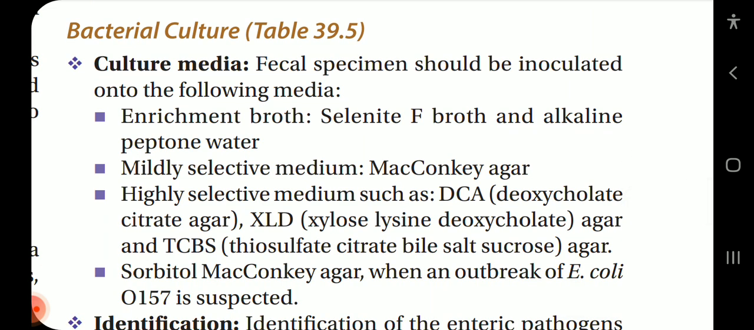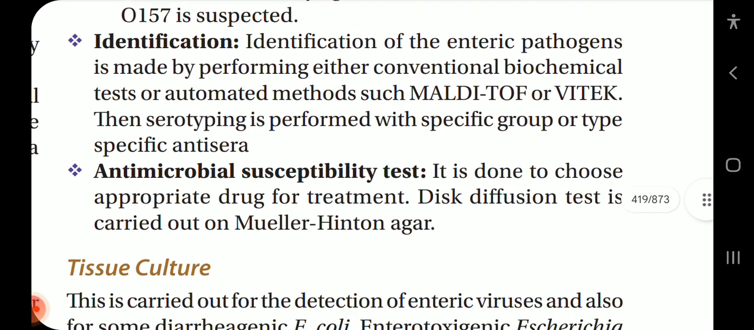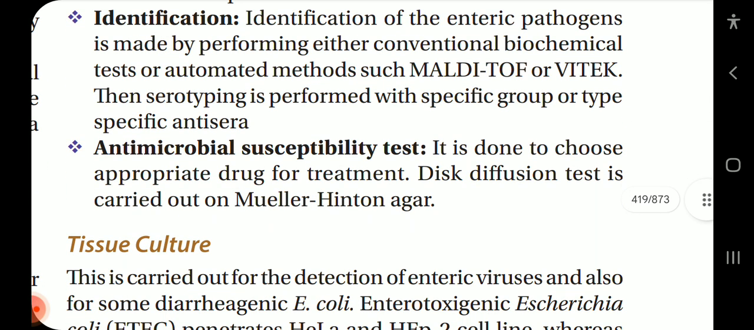Bacterial culture. Culture media: fecal specimen should be inoculated into the following media. Enrichment broth: selenite F broth and alkaline peptone water. Mildly selective medium: MacConkey agar. Highly selective media such as DCA, deoxycholate citrate agar; XLD, xylose lysine deoxycholate agar; and TCBS, thiosulfate citrate bile salt sucrose agar. Sorbitol MacConkey agar when an outbreak of E. coli O157 is suspected.